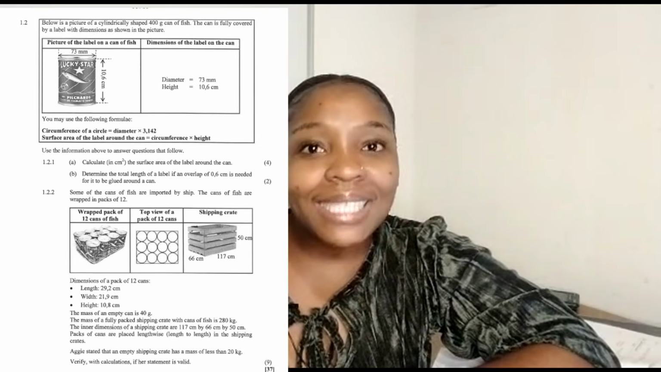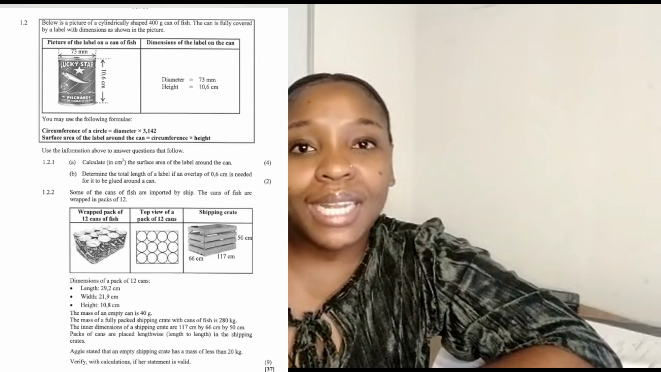On today's video tutorial, guys, we are going to be going through question 1.2 of the grade 12 mathematics literacy paper 2 that was written in June 2021. What this question is testing is whether you understand what surface area is. It checks if you understand what a circumference is. It tests whether you're able to convert from millimeters to centimeters, and whether you're able to convert from grams to kilograms, right?